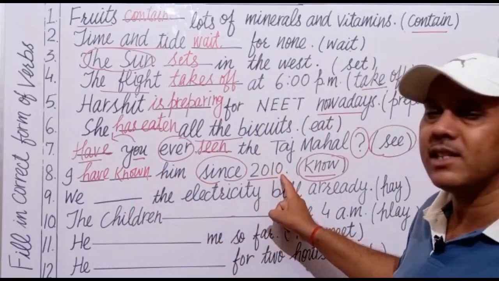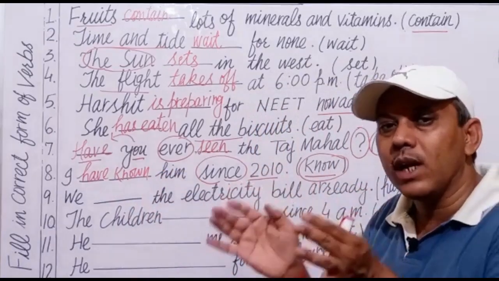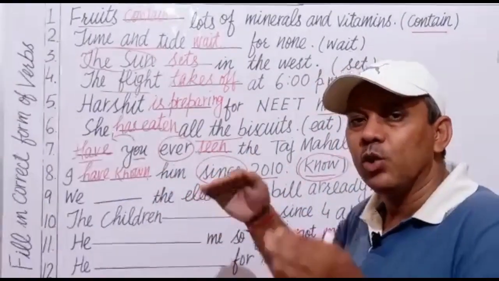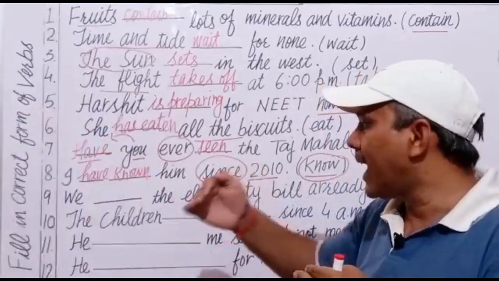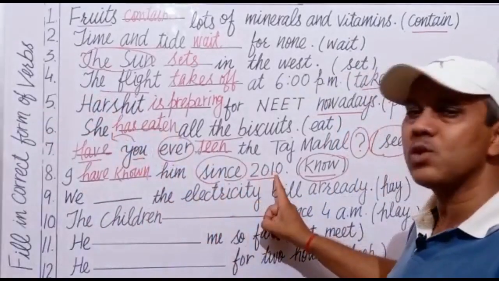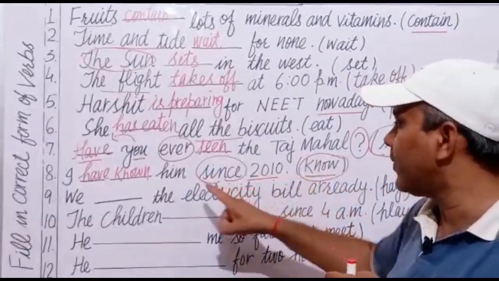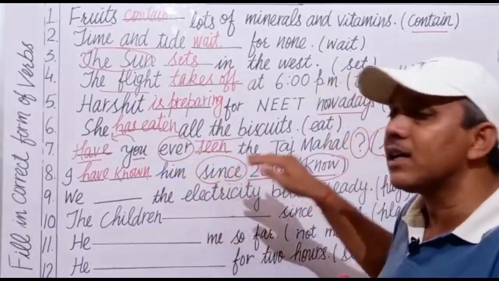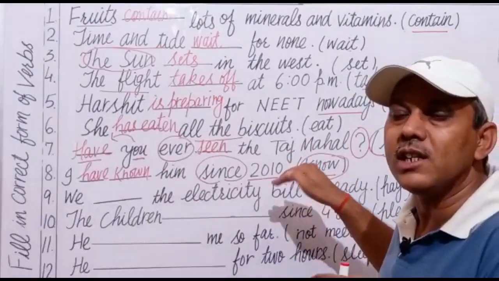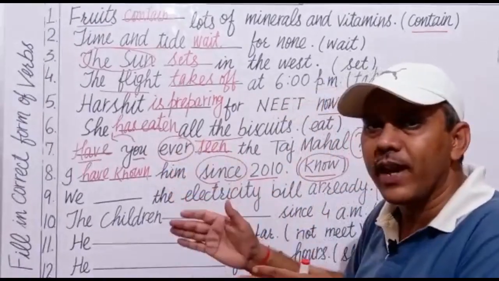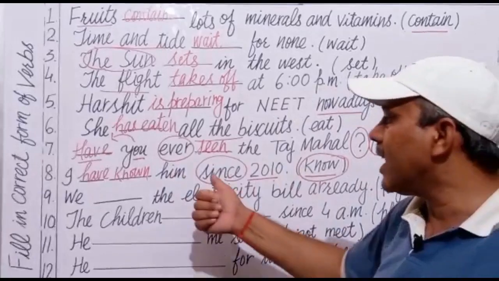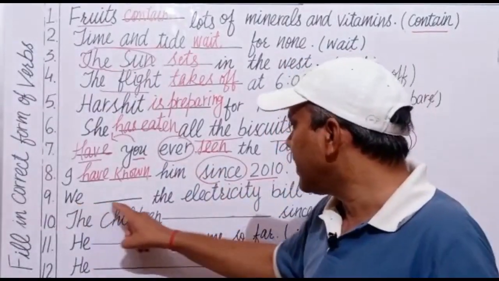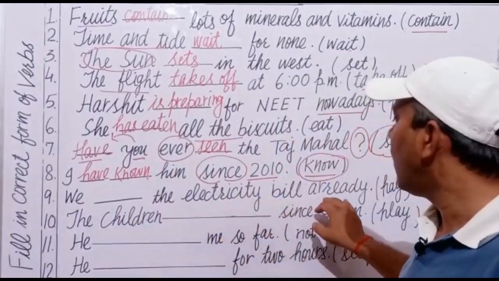मैं उसे 2010 से जानता हूं. मीन्स आई हैव नोन हिम. 2010 से जानता आ रहा हूं. पास्ट में जानना शुरू किया, लेकिन आज भी तो जानता हूं. द एक्शन ऑफ नोइंग, उसे जानने का जो एक्शन है दैट इज स्टिल इन प्रोग्रेस, स्टिल कंटिन्यू. तो इस एक्शन का जो इफेक्ट है वो प्रेजेंट में भी है, इसलिए हम यहां प्रेजेंट परफेक्ट टेंस का यूज करेंगे.